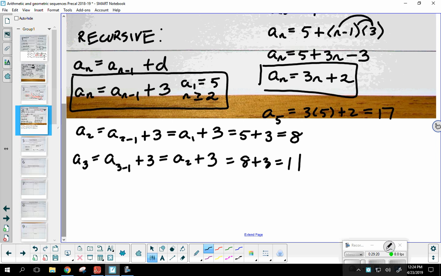So let's say I want the 10th term. Okay, remember it was 3n plus 2, so 3 times 10 plus 2. And Marcus, you said 32. Perfect. There we go. How we doing? Any questions?